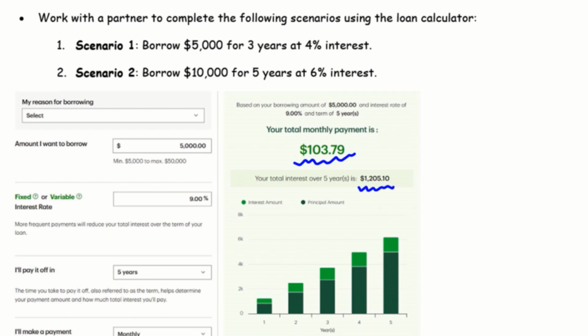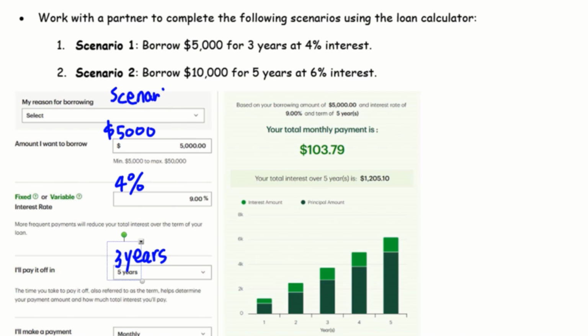The first scenario is $5,000, same as before, for 3 years. So we are going to input 3 years for scenario 1, and the interest rate is 4%. We change this input for scenario 1, and it will be monthly.